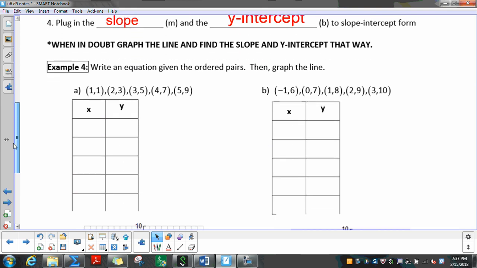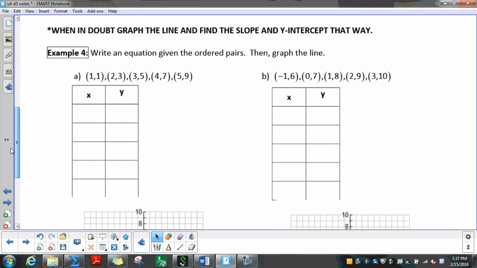So example 4, we got 2 problems. Okay? They want us to write the equation and then graph the line. So that's what we're going to do. They gave us ordered pairs for A. We're going to write them as a table. It just lines it up a lot nicer, and it also helps us practice making a table.